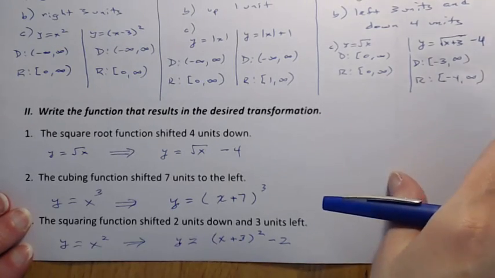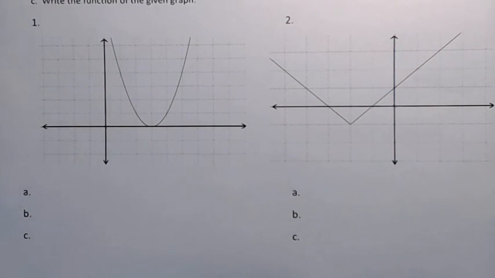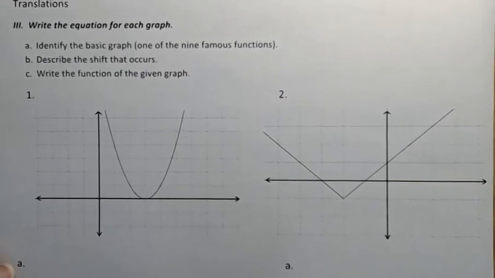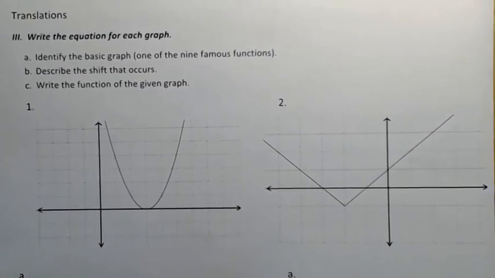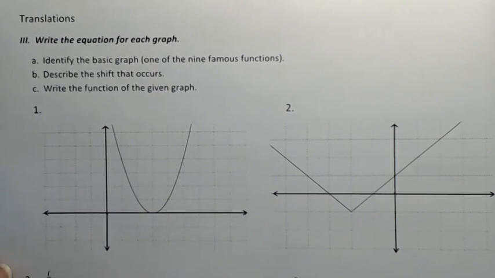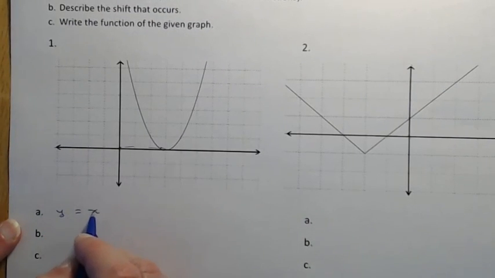Alright, and then one more type of question you might see is if you're given a graph, if you can identify what function it came from and the translation that occurred. Okay. So in this first one, we want to identify what the basic function was. Well, this is our parabola, so this is clearly coming from y equal to x squared. Okay. But it moved over 3 units. Okay, so normally we would expect the vertex to be at the origin. It moved to the right 3 units. All right. So again, the basic function is the squaring function.